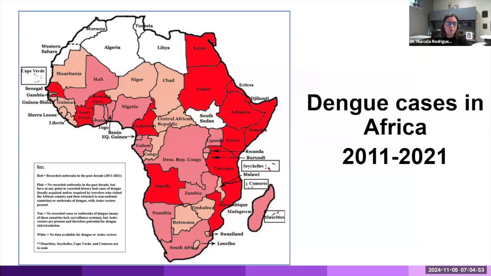This is a map that shows dengue cases in Africa from 2011 to 2021. The red areas recorded areas where there have been outbreaks in the last decade. And these are countries such as Egypt, Sudan, Ethiopia, Kenya, Somalia, Tanzania. The pink areas don't represent any areas where there have been outbreaks, but there have been cases in the last 10 years, locally or acquired by travelers. And tan areas, there are no recorded cases.